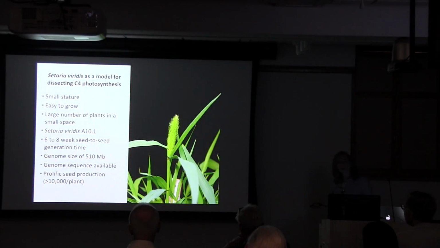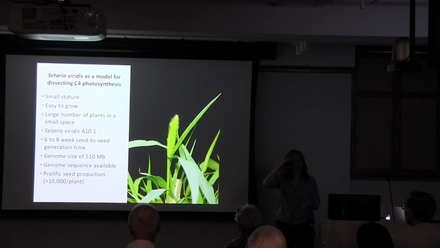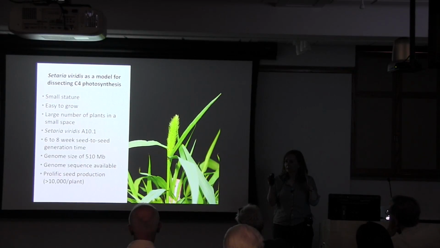It has a lot of attributes that make it attractive for a model species. It's a small stature. You can grow a lot of plants, kind of like Arabidopsis in the dicot world. We can grow a lot of plants in a small area. And what we really needed at this point was to have a transformation method worked out. And Tom asked me if I was interested, and I said, definitely, we'll take on that challenge.